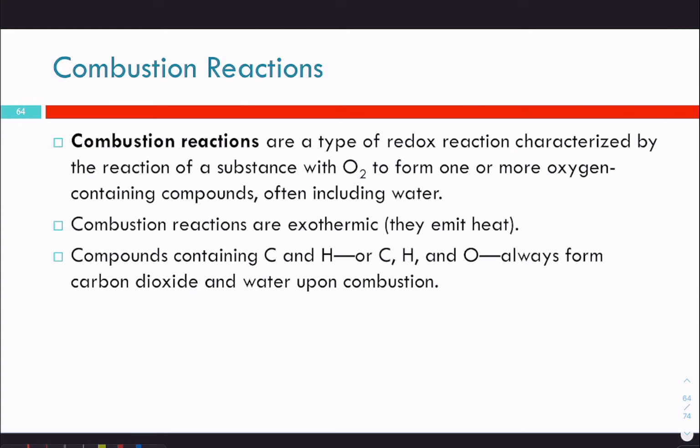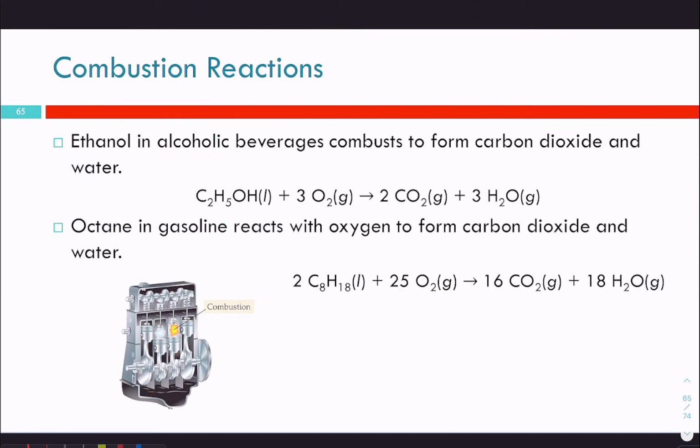Okay, so combustion reactions are a subclass of redox reactions, primarily reacting something with oxygen to form one or more oxygen-containing compounds, including water. Most combustion reactions, if there are a lot of carbons and hydrogens, will make carbon dioxide and water upon combustion. Combustion reactions are exothermic. Right? If you burn something, it creates heat.